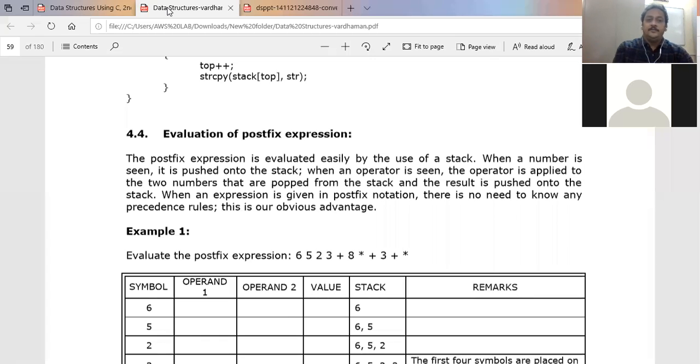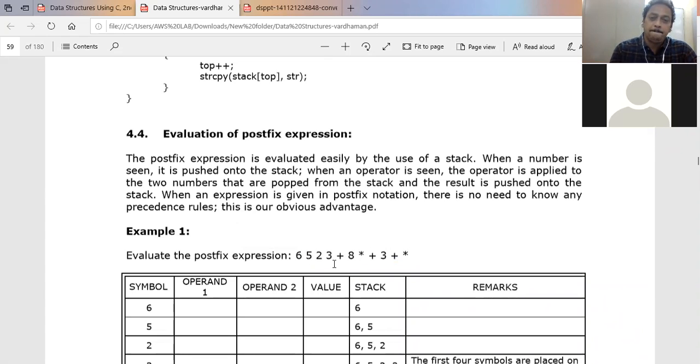Yes, sir. Okay. Now we'll move to the other topic, that is evaluation of postfix expression. Once a postfix expression is available to us, like AB plus, that is nothing but a postfix expression. Observe this postfix expression in the example: 6523 plus 8 star plus 3 plus star. Is it a postfix expression?